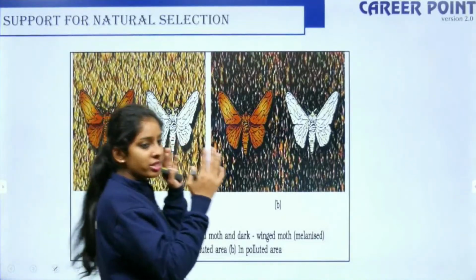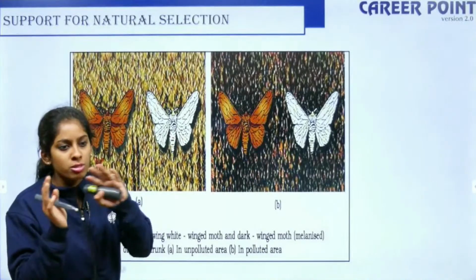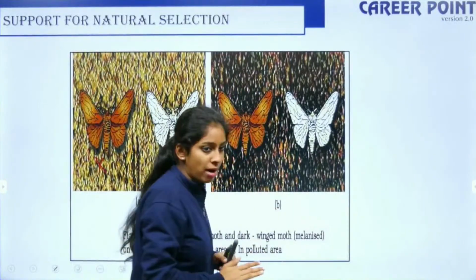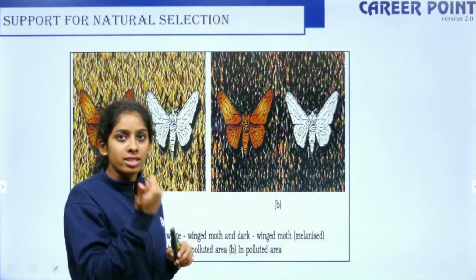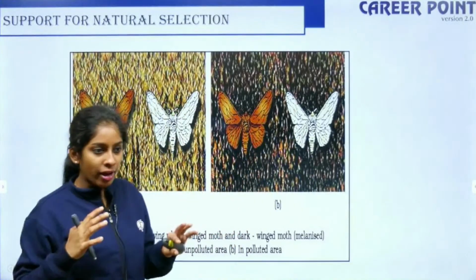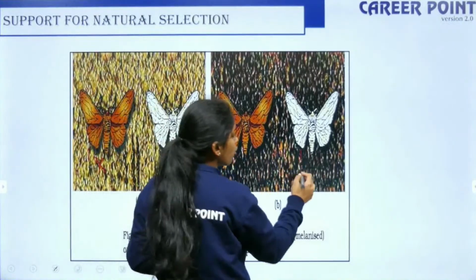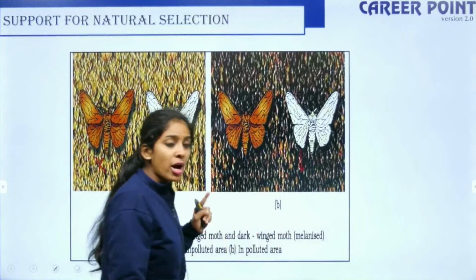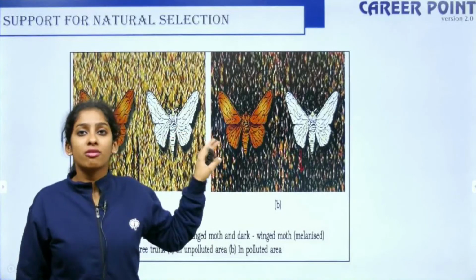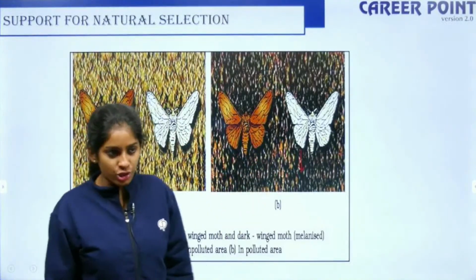But after industrialization, that is after the establishment of industries, a lot of soot and smoke was released into the air and you had dark deposition on the tree barks. So now the tree bark has turned dark. Now the white moth was more visible on a dark background and the brown moth was getting camouflaged. So now the white moth population went down. Now the process of natural selection supports a population which can survive in that particular condition. So this is the process of natural selection.